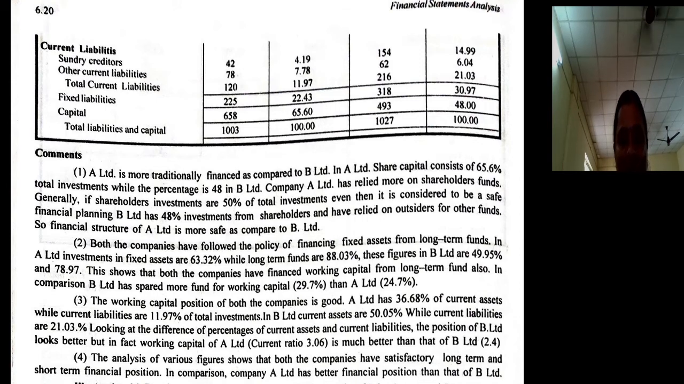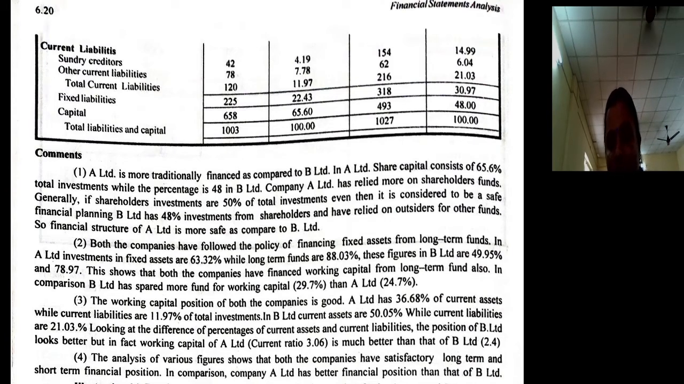Both the companies have followed the policy of financing fixed asset from long-term fund. In A Limited, investment in fixed asset is 63, long-term fund is 88. Means they invest in fixed asset by relying on long-term funds. In B Limited, fixed asset investment is 49.95 and long-term fund is 78.97. Means long-term fund percentage is more than fixed asset. Means they finance their fixed asset by relying on long-term funds, not on short-term funds. So this shows that companies have financed working capital from long-term fund also. Means their working capital requirement is financed from long-term fund.